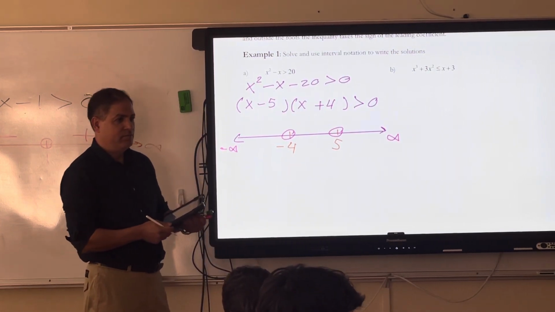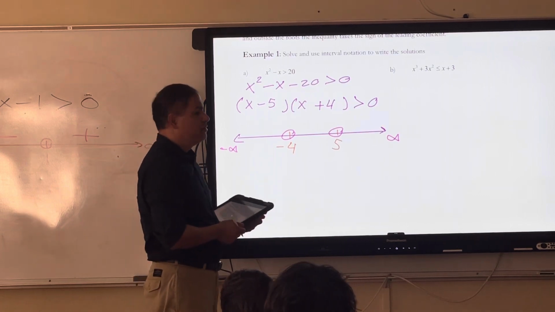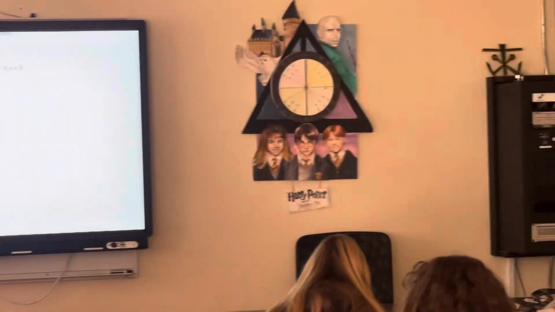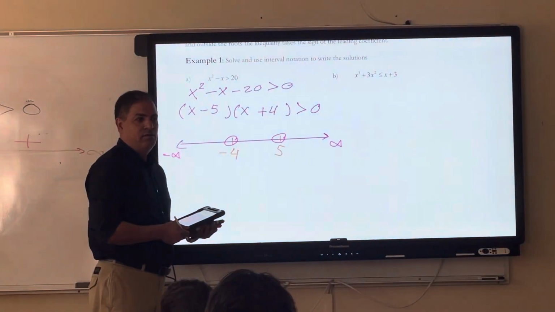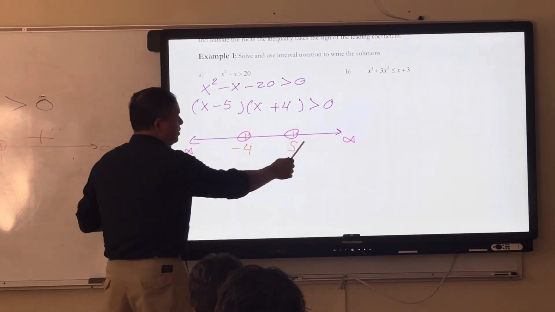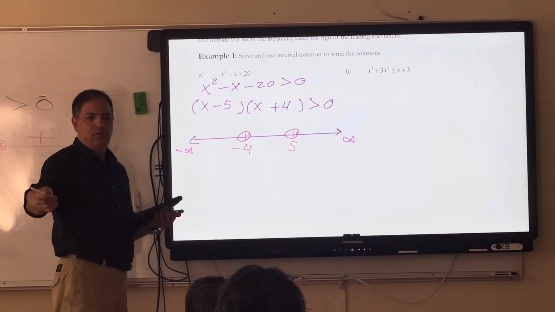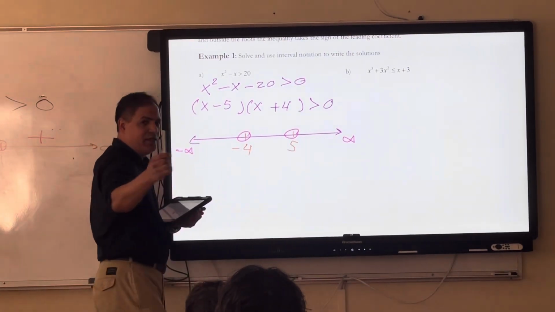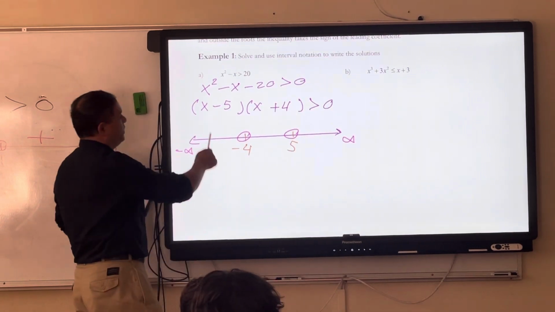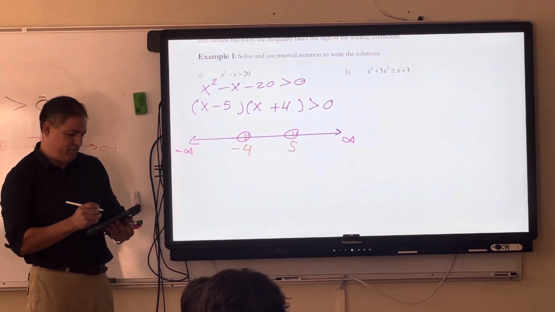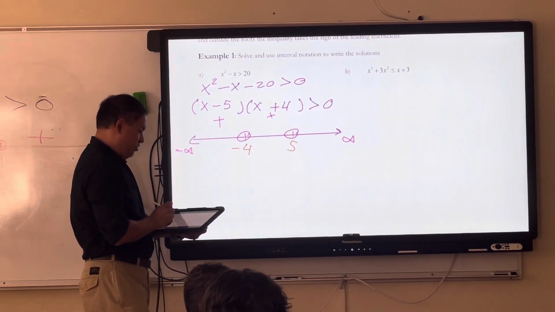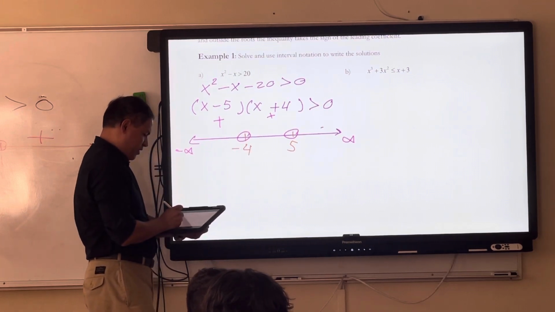A little bit louder, please. You pick a number that falls in that area. Can you give me an example? For this one. 10. Okay, so we choose a number on this interval. Let's say 10. You can choose anything as long as it is what? Greater than 5. So let's choose a 10. 10 minus 5 is positive or negative? And then 10 plus 4. So the product of two positives would be positive.